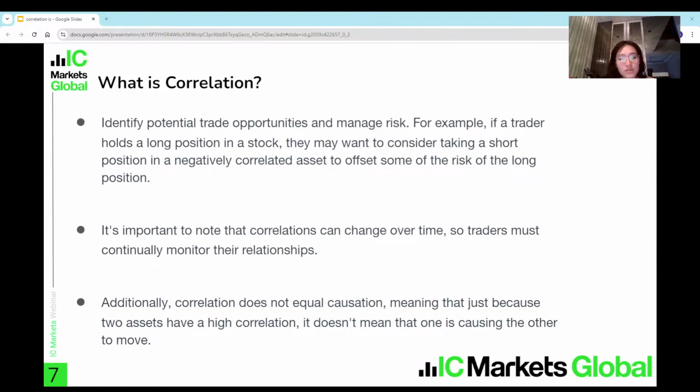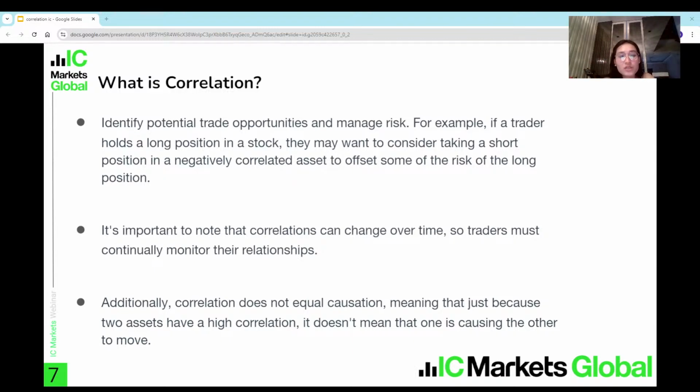It's basically used in trading to identify potential trade opportunities and manage risk. For example, if a trader holds a long position in a stock, they might consider taking a short position in a negatively correlated asset to offset some of the risk in that long position.